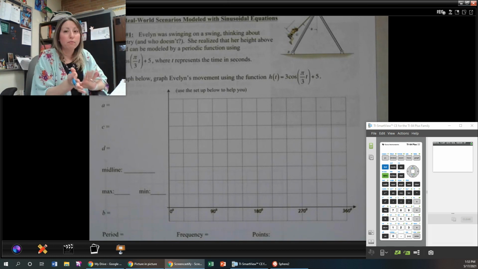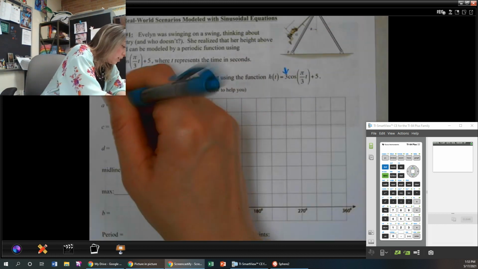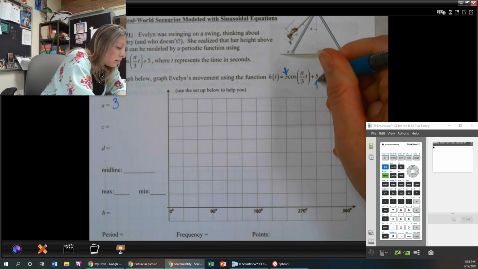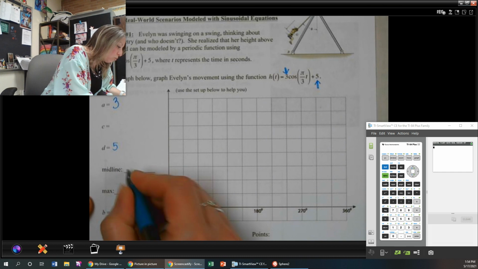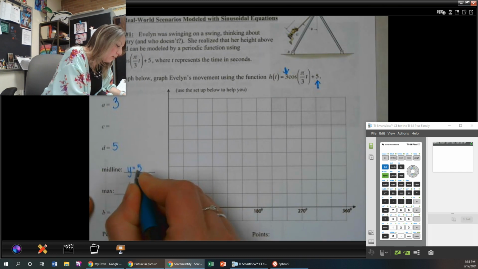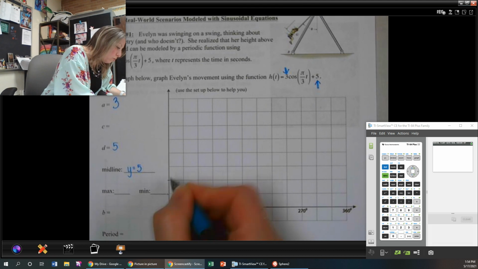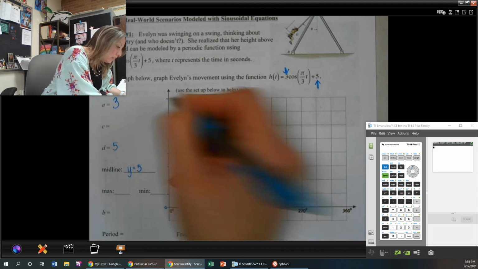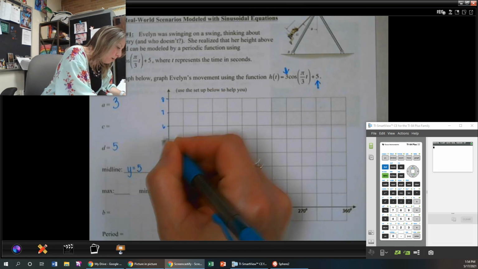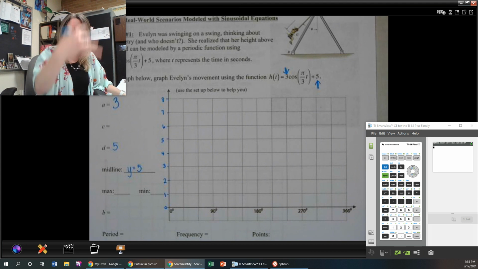So, okay, let's start with the easy stuff, the stuff that we learned first. Like the amplitude is 3 and the midline is 5. That's the D value, and it means y equals 5 is her midline. So if we're going 0, 1, 2, 3, 4, 5, 6, 7, 8. So there we go. We go up the side. We do still need to make sure we have a scale.